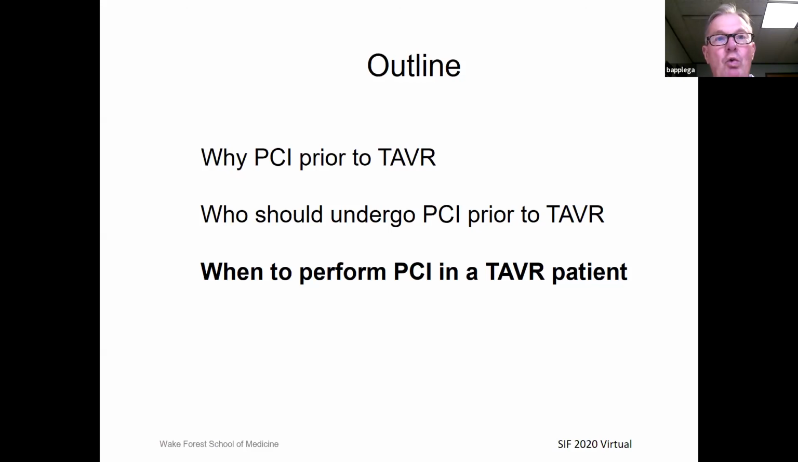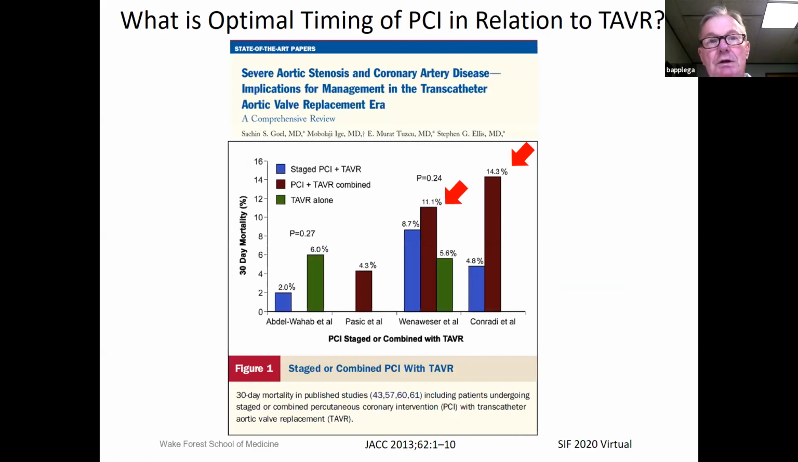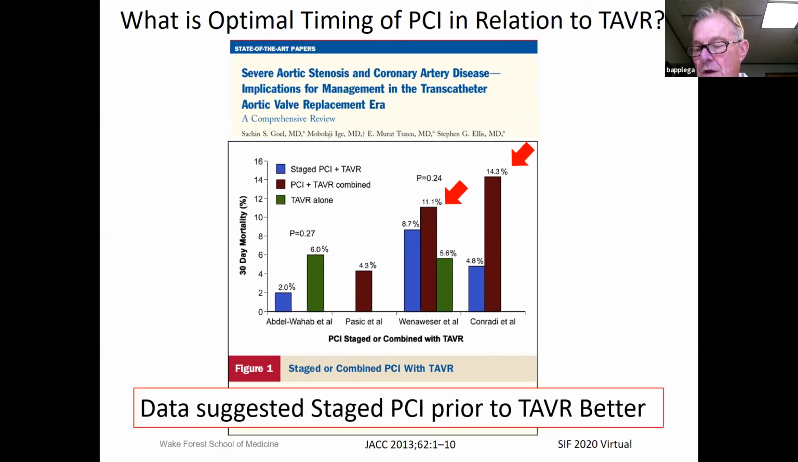Finally, we will discuss when to perform PCI in a TAVR patient. Shown here is a comprehensive review evaluating the timing of PCI in patients undergoing TAVR from several large registries. These observations indicate that concomitant PCI plus TAVR is associated with the highest 30-day mortality. Based on these observations, the authors recommended that PCI should be staged prior to TAVR and serves as the current recommendations for timing of PCI.